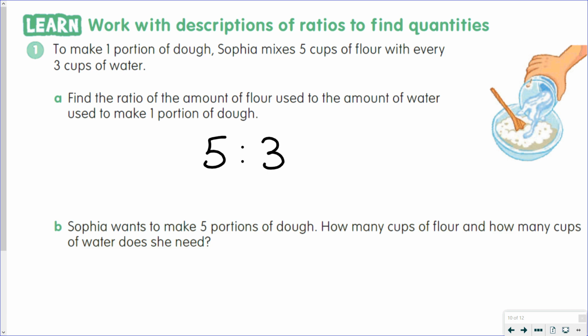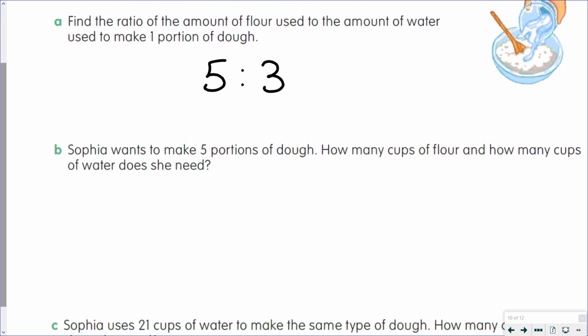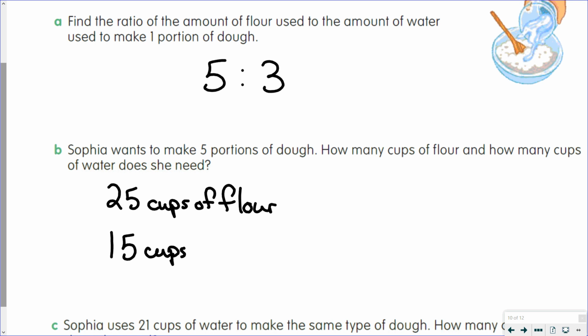So for part B, Sophia wants to make 5 portions of dough. How many cups of flour and how many cups of water does she need? Well, if the ratio of 5 to 3 makes 1 portion, to do 5 portions, she would need 25 cups of flour. And she would need 15 cups of water, because you'd have to do each of those 5 times. Okay, so that's one way to do your answer.